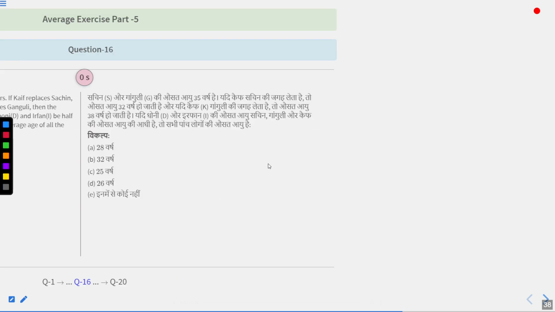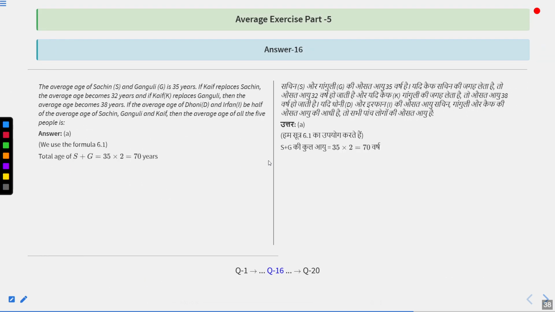Now time's up. Let's see the solution. Now the question says the total age of Sachin and Ganguly, the average is 35, so the total age becomes 35 into 2, which is 70 years. Same way, CAF and Ganguly becomes 32 into 2, which is 64. Clear? It is given that Sachin and CAF is 38 into 2, so it will become 76 years.